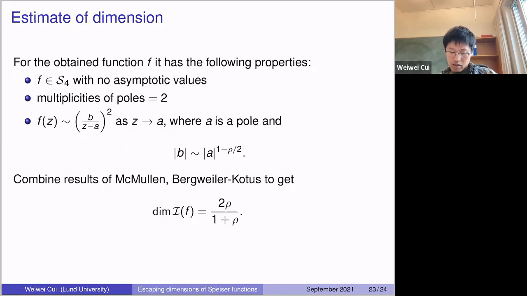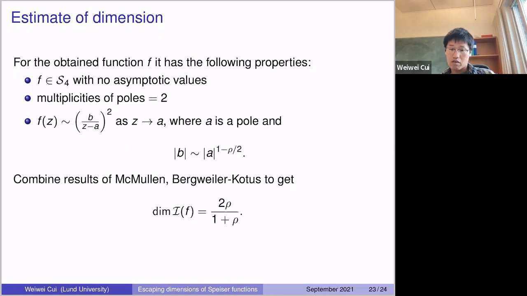So then you can combine the result of McMillan and Bergweiler-Eremenko to get the upper bound, to get the very precise estimate of the Hausdorff dimension of this escaping set. Of course, because rho is taken between 0 and infinity, not including 0 and infinity, the dimension is only between 0 and 2.